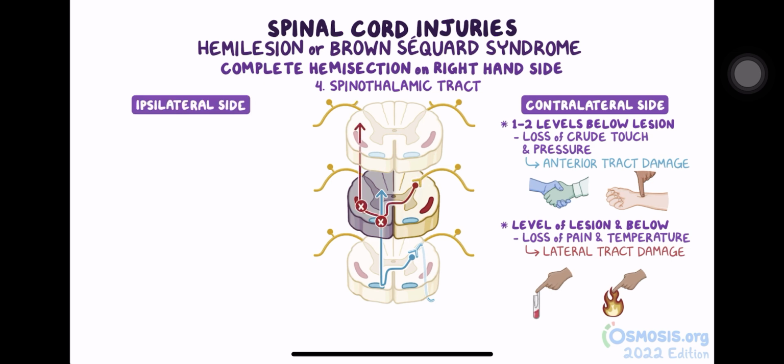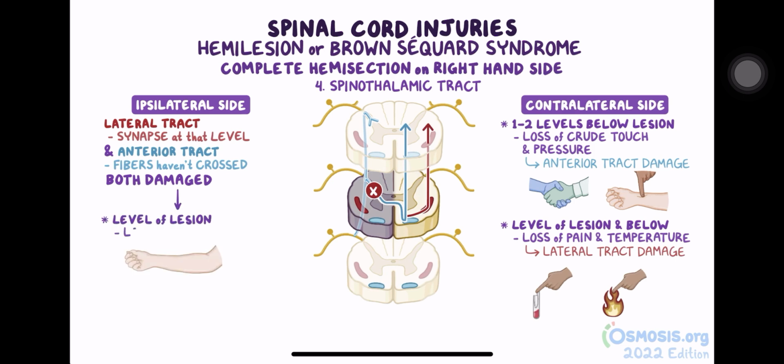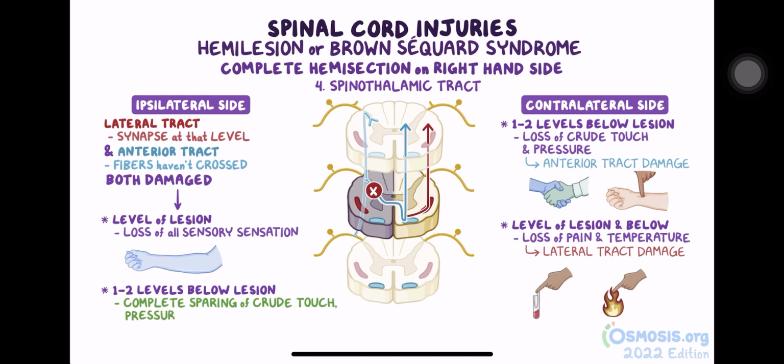Furthermore, on the ipsilateral side of the lesion, the lateral spinothalamic tract, which synapses at that level, and the anterior spinothalamic tract fibers that have not crossed yet, will both be damaged. So at the level of the lesion on the ipsilateral side, there will be complete loss of all sensory sensation. But starting 1 to 2 levels below the lesion, there is a complete sparing of crude touch, pressure, pain, and temperature.